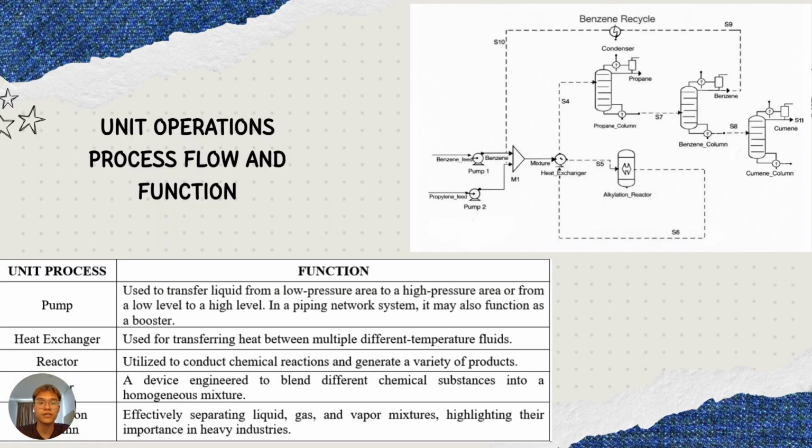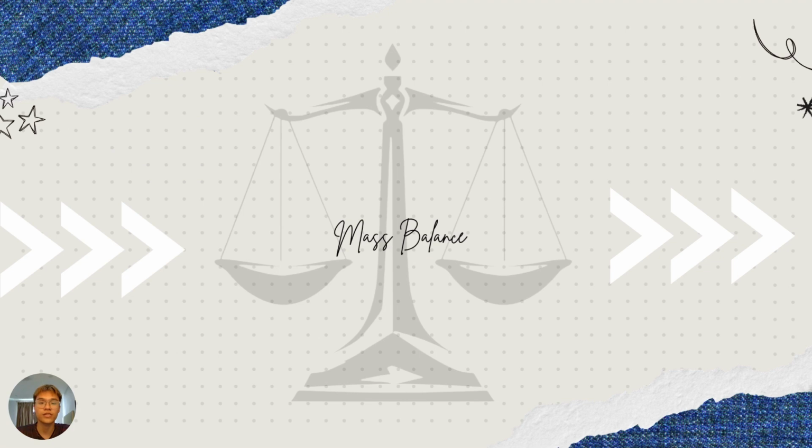So this slide shows the main unit operation in this process, including the pump, heat exchanger, reactor, mixer, and distillation column, each playing a role in transporting, heating, reacting, mixing, and separating the chemicals. Next, we apply mass balance.